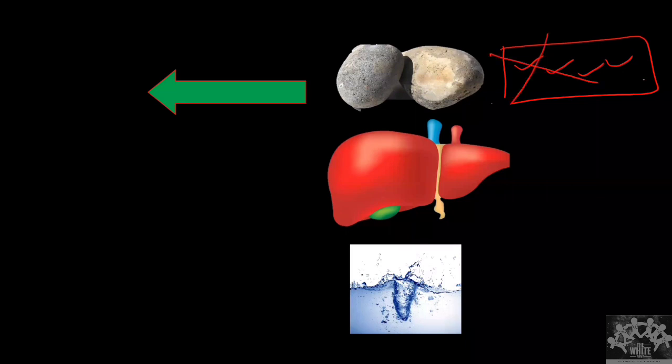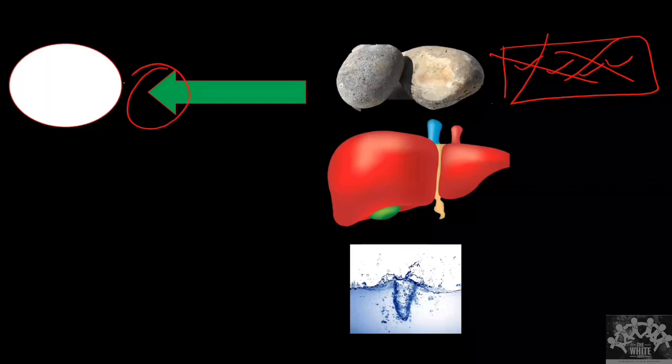Now when I send the same sound wave, there is no structure which is going behind the stone. Remember this in mind. So whatever the reflected sound is received as echo, will it be very bright, or will it be less bright? It will be very bright. Okay, so it will be appearing very bright. So we call this hyperechoic.